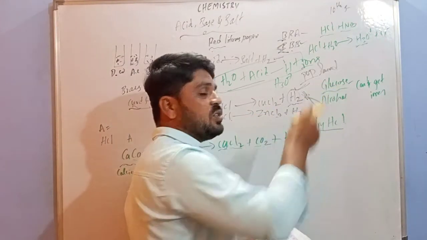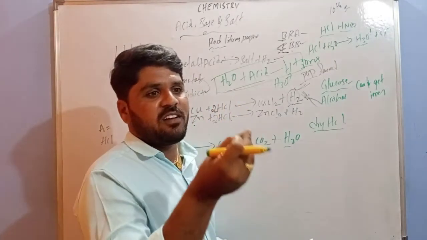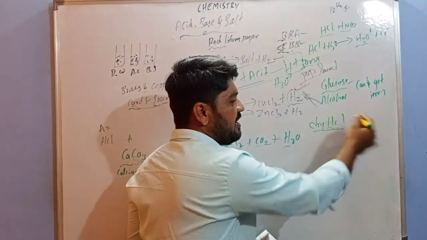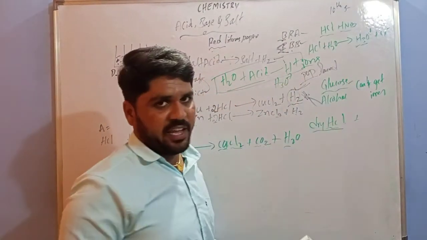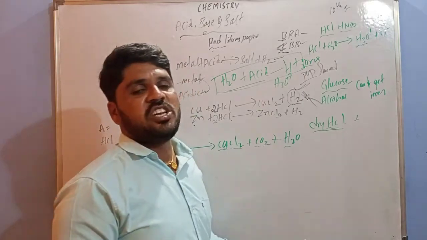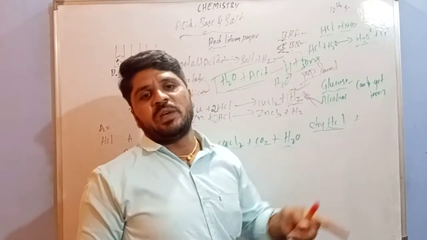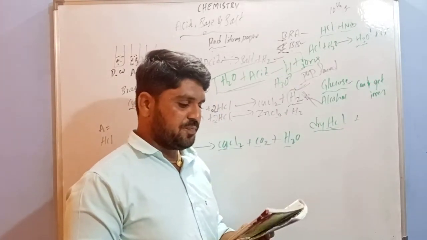But when you use wet litmus paper, the wet litmus paper contains water molecules. In that water, HCl reacts with the water molecules and produces hydrogen ions, that means hydronium ions. So then only they change the color. When you use dry HCl and dry litmus paper, there is no change of color in the litmus paper.